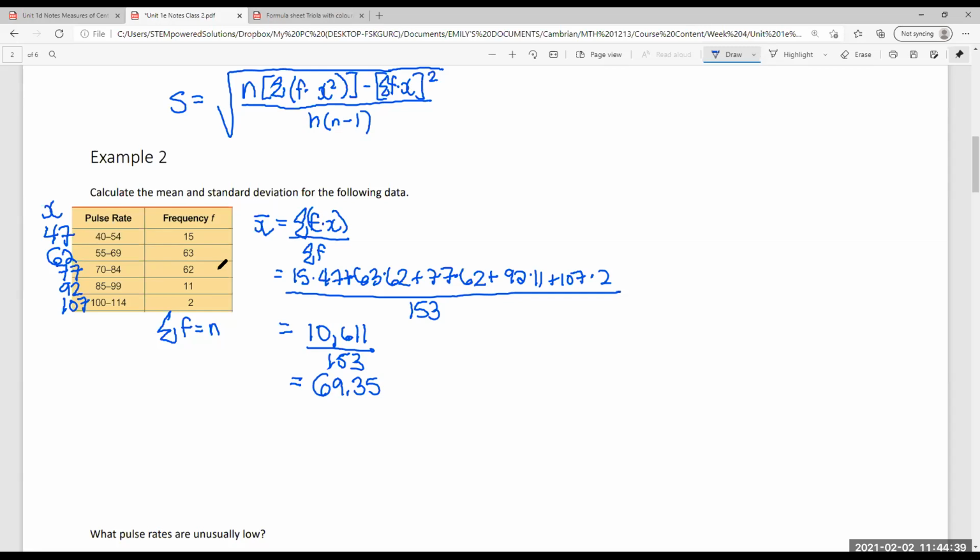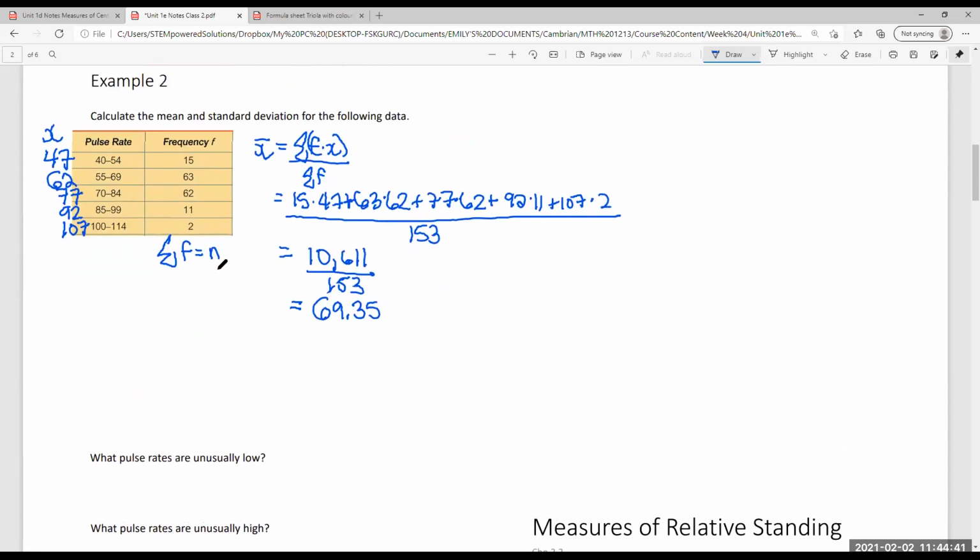Now, in order to calculate the standard deviation, I'm actually going to go over into Excel and do a very similar table to the one I just did. So let's try another sheet. I'm going to create another sheet. And so I'll explain step by step how to do this again.